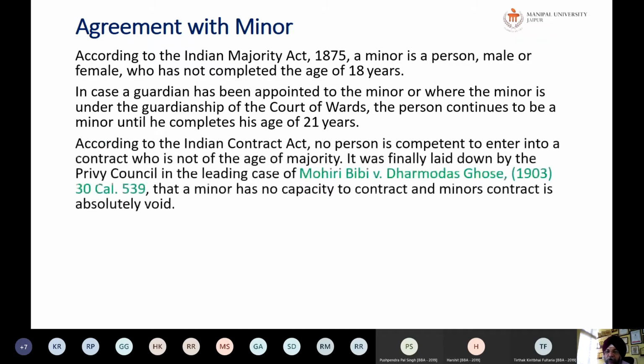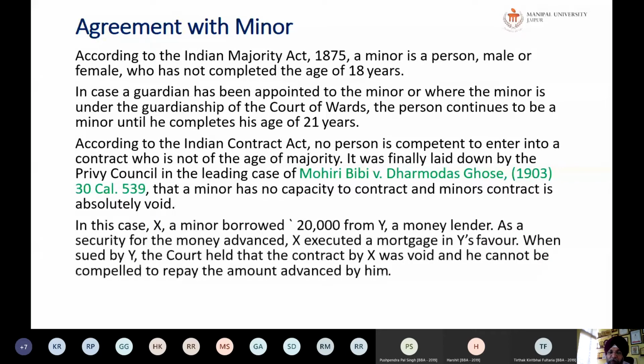According to the Indian Contract Act, no person is competent to enter into a contract who is not at the age of majority. It was finally laid down by the Privy Council in the leading case of Mohori Bibee versus Dharmodas Ghosh that the minor has no capacity to contract, and the minor's contract is absolutely void. This thing was decided in this particular case.